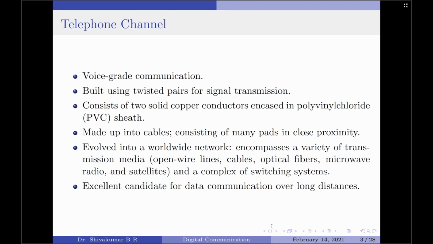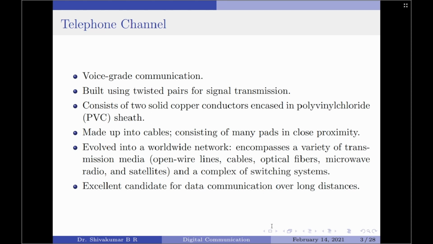I'll be starting with the telephone channel. A telephone channel is designed to provide voice-grade communication. It is built using twisted pairs for signal transmission. A twisted pair consists of two solid copper conductors, each of which is encased in polyvinyl chloride, commonly called PVC sheet. Twisted pairs are usually made up into cables, with each cable consisting of many pairs in close proximity to each other.